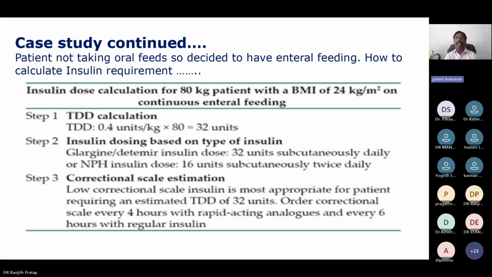As already told, the total daily insulin dose calculation is roughly around 32 units. This 32 units can be split up into twice daily NPH, that is 16 units twice daily. Along with that, you have to add a correctional insulin scale, with blood sugar checked either 6th hourly for rapid acting insulin or 8th hourly for short acting insulin. According to the blood sugar value, we can add prandial insulin along with the major Ryle's tube feeding. So the basal insulin can be given twice daily, along with correctional insulin either 6th hourly or 8th hourly, depending upon the insulin we select.